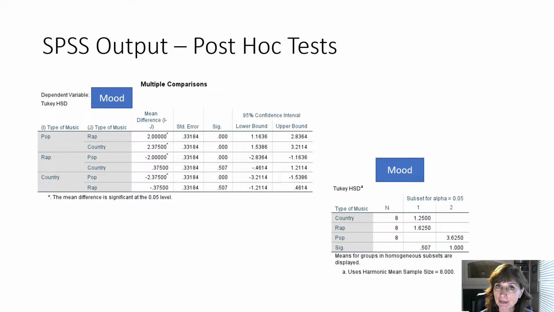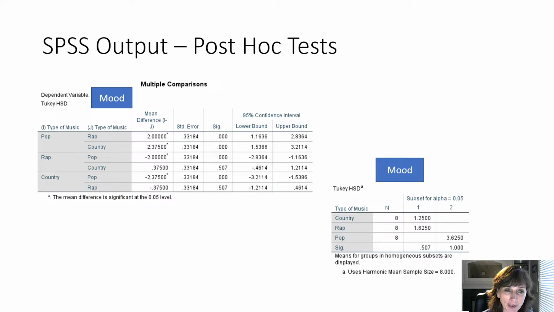So if we reject the null hypothesis with an ANOVA, and if we have more than 2 conditions, then we need to do what's called post hoc tests. Post hoc tests are where we're comparing the mean from each condition with the mean from every other condition. It gets very repetitive. If you look at the larger table there, you can see that if I compare pop and rap, the mean difference is 2. The asterisk there indicates that it's statistically significant, that that's a real difference. Same if I compare pop and country, you can see that the mean difference there is 2.375. That's statistically significant. You can see the little asterisk there.